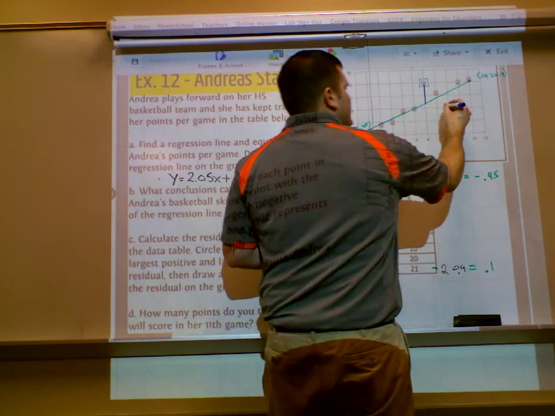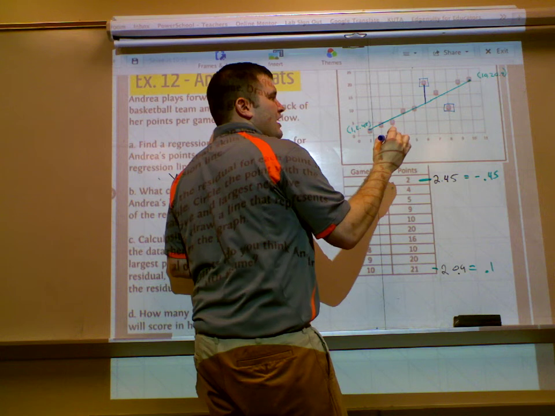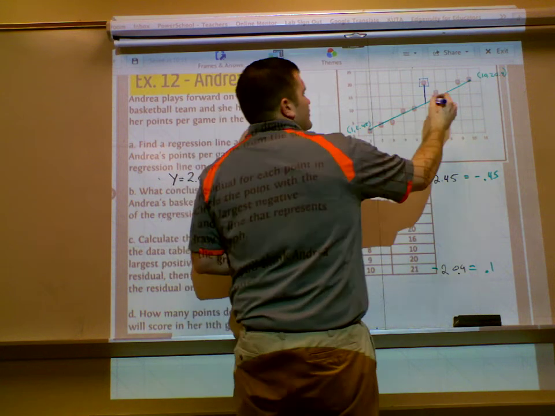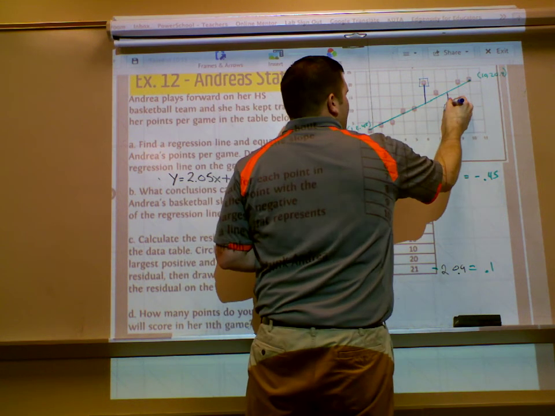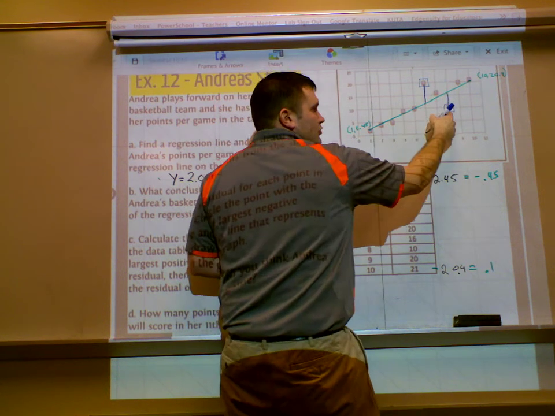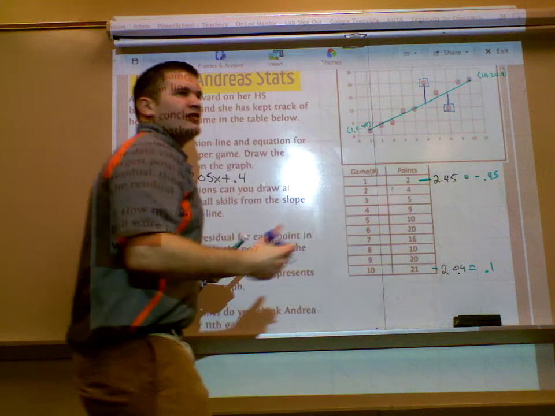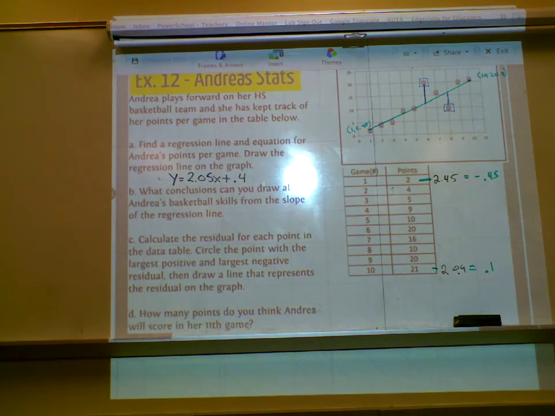And this is the largest negative residual because it's the furthest from the line, and it is negative. How do you know it's negative? It's on the bottom. And that means it's negative because the actual was smaller than the predicted. So actual minus predicted would be negative. And the green line represents our predicted values. Does that make sense? Are there any questions?